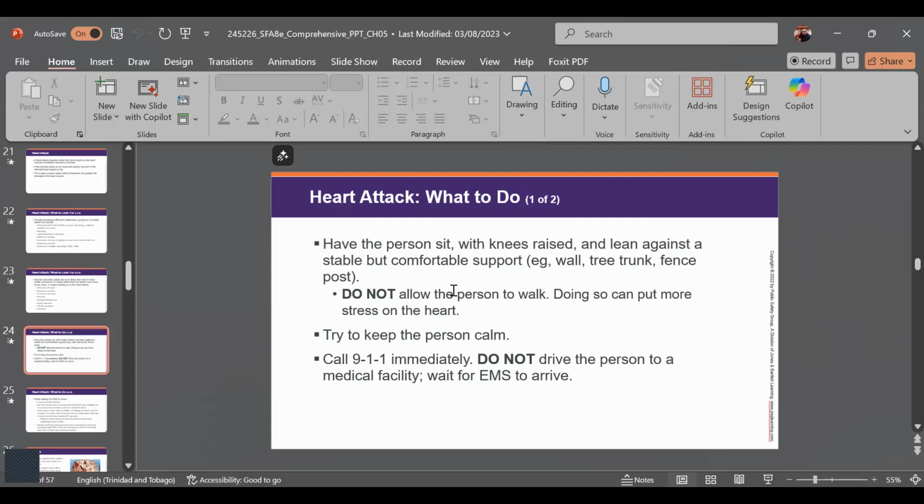Doing so can put more stress on the heart because it continues, even though you're walking as opposed to running, there's still a significant demand on the heart and there's still an increased workload of the heart. Okay? Your next step now is to keep the person calm. This is easier said than done.